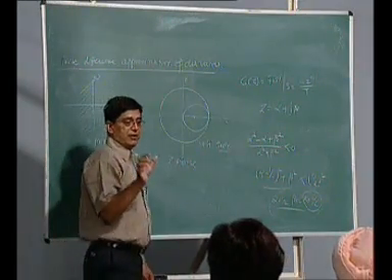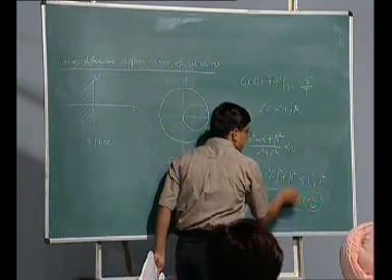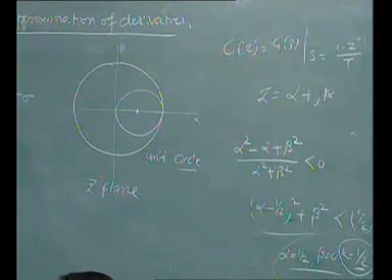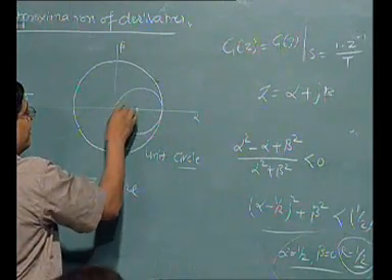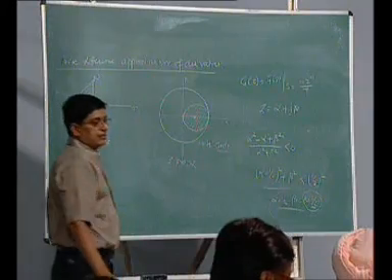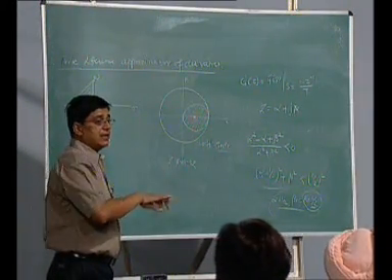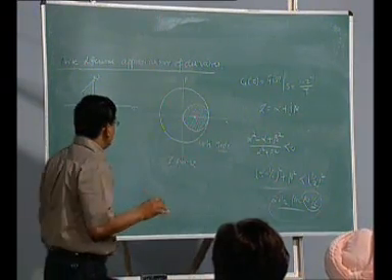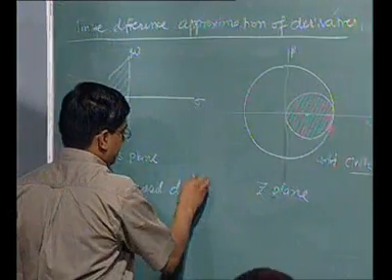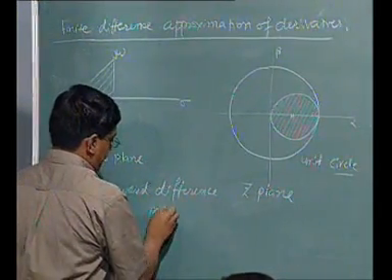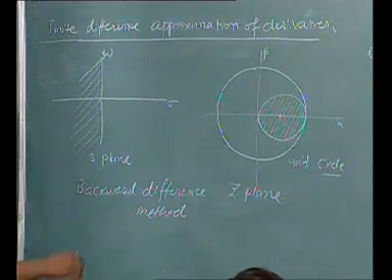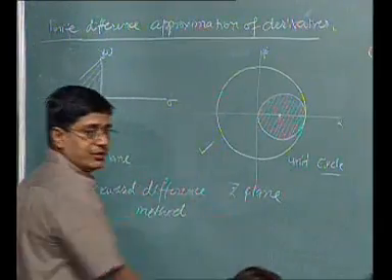Unit circle means its radius is 1. So, if the radius of this circle is half, then its center is here. Is it clear? Yes, sir. Then we can say that the left half S plane is mapped into a small circle with radius of half, which is inside the unit circle. So, that is why we can say that if we go for the backward difference method for the discretization, then if the system is stable in the S plane, then it will also be stable in the Z plane.